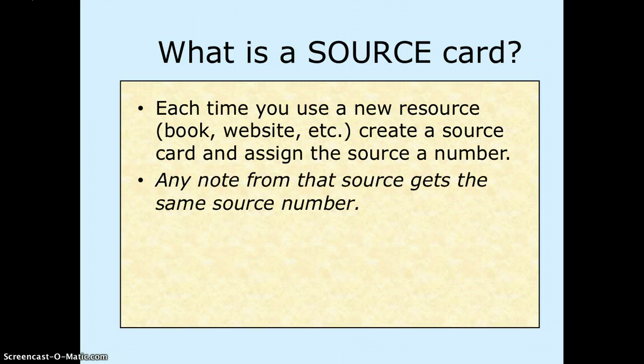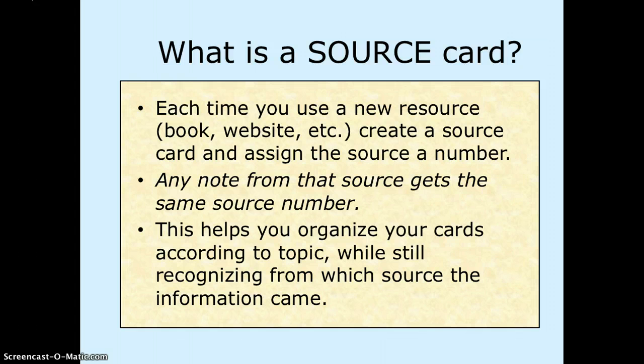So this is my number 1 source, my number 2 source, and then you can reference that number. So any note that you make, because you're going to make a bunch of notes from that source, any note that you make gets that same source number. So when you're mixing your 1s and your 2s and your 3s together to write your research paper, you will always know where you got that information from because you have this source card. It helps you organize your cards according to topic and still recognize where they came from, like I just said.